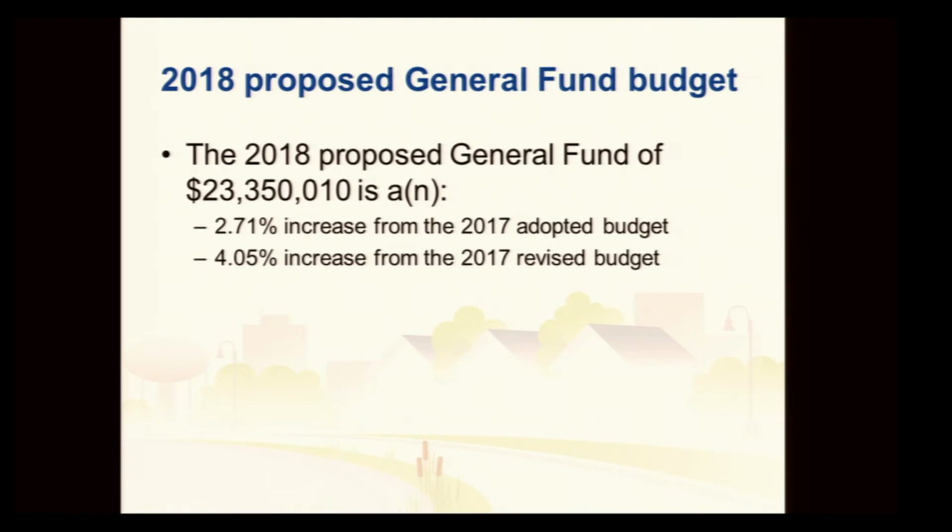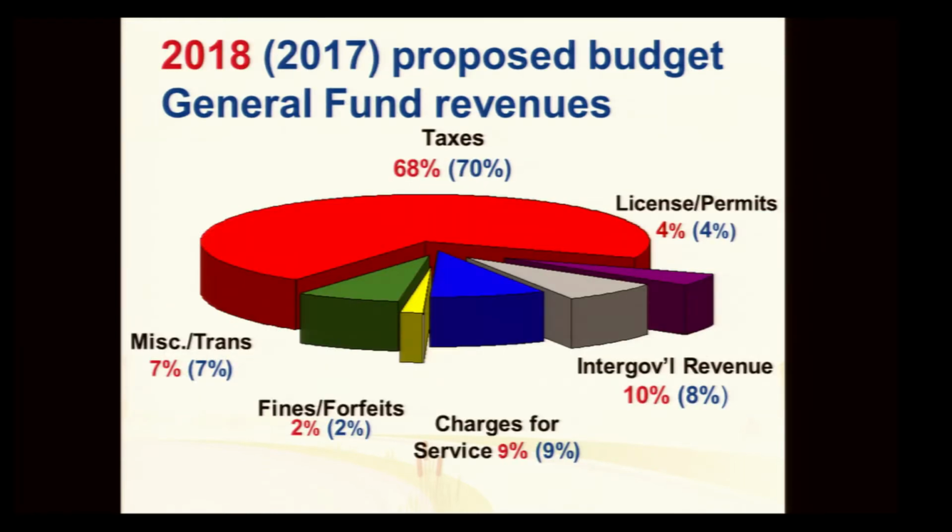Our 2018 general fund budget is at $23,350,010. That's a 2.71% increase from 2017 adopted and a 4% increase from the 2017 revised. If you compare revenues from 2017 to 2018, you see a slight decrease in taxes, and that is offset by a slight increase in intergovernmental revenue, and that's related to the increase in LGA. Everything else is basically the same, no changes.